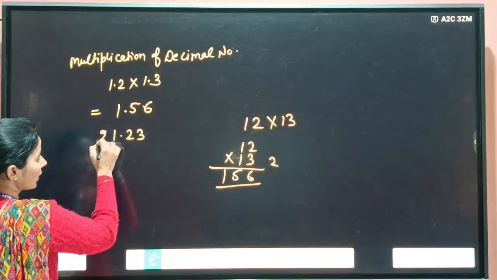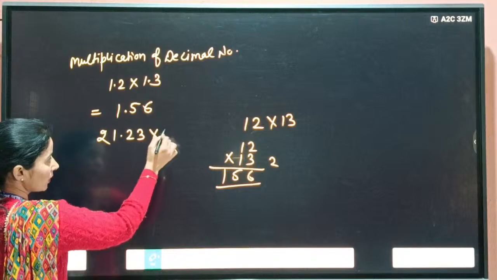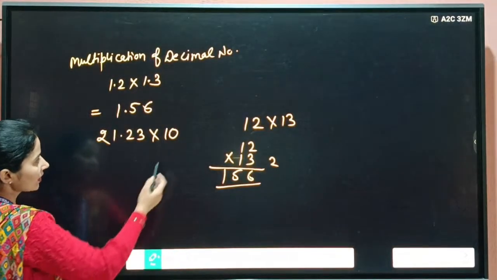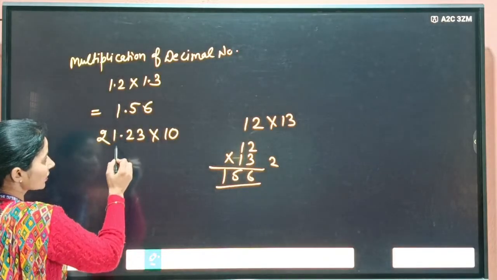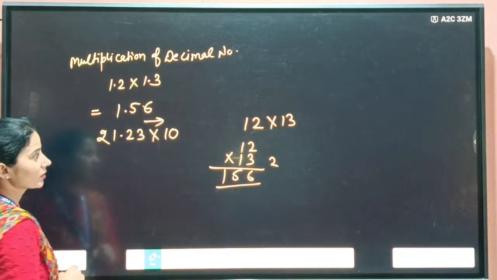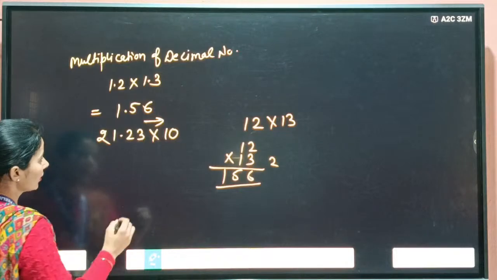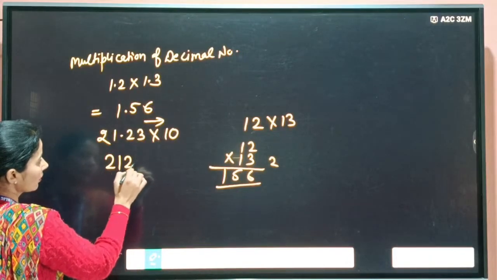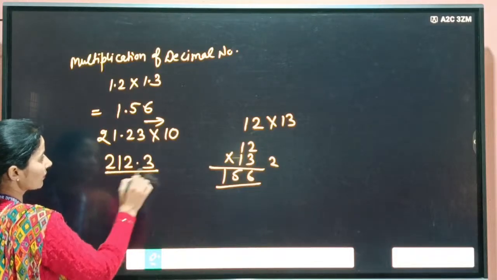Now, if I have 1.23 or 21.23 and I have to multiply it with 10, then the decimal will shift towards the right. You can check multiplication also. Then its answer will be 2.3.